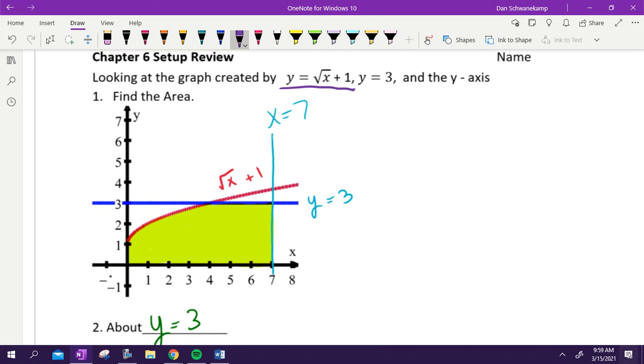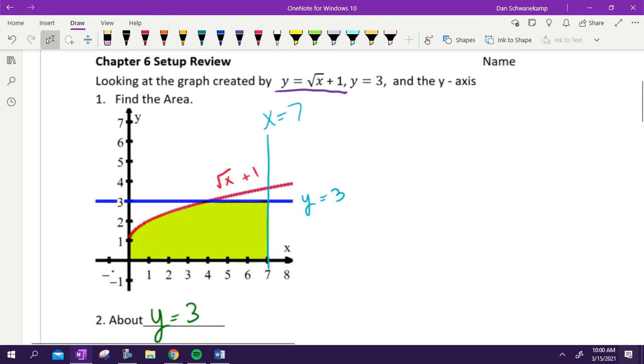You've got y equals the square root of x plus 1. That's the red line. Y equals 3. That's the blue line. And then the y-axis. All right? You are finding the area of the shaded region. Not the volume, just the area. Okay? Write that down on your board and then hold it up. Write down the correct integral and see what you can do.